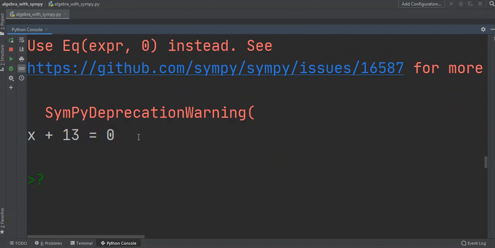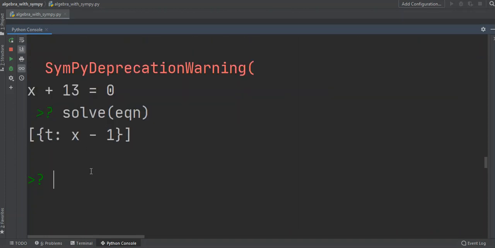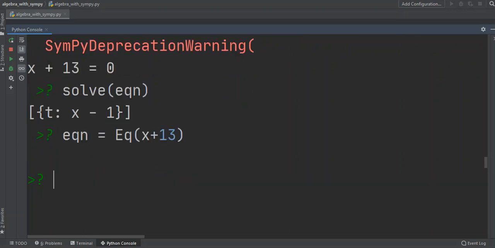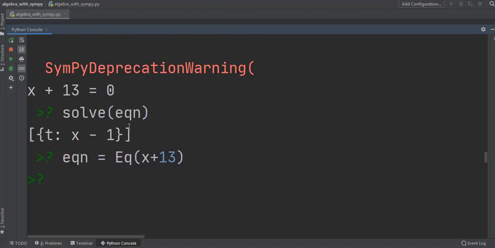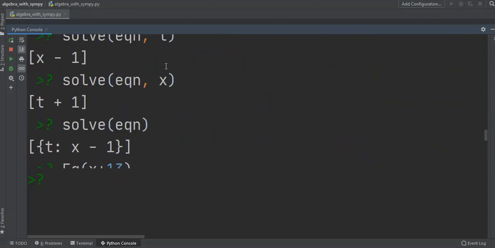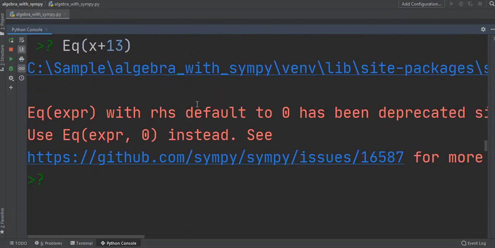It does understand that, and if I do solve of that equation, whoops, I didn't set it to be the equation, but if I do set the equation now to be x plus 13, and if I solve that, it'll do it, negative 13, it'll all work. But what's all this angry text? Why did I get so much of this?